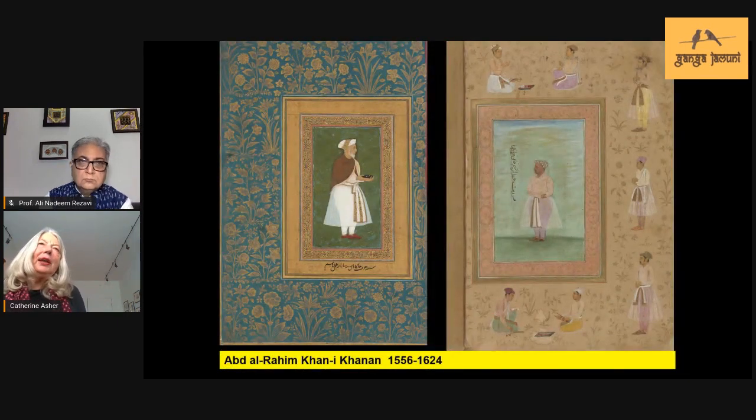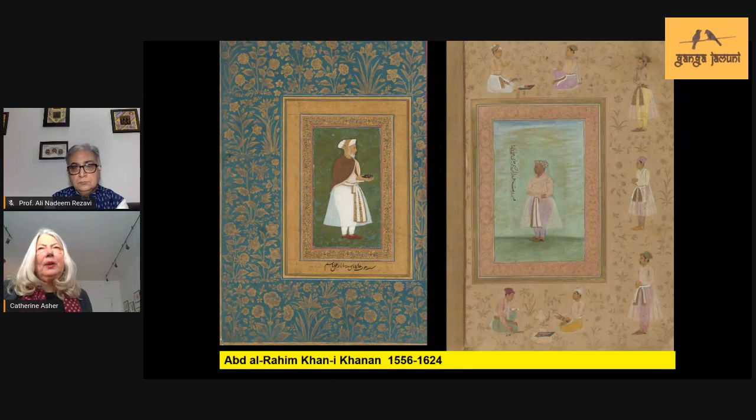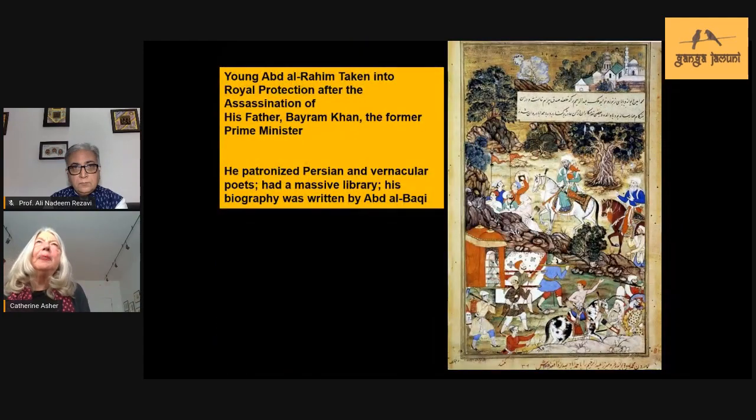Now, of the people that I'm talking about, Abdul Rahim Khani Kanan is probably much better known than the two men I had just discussed. He has an outstanding career, as we know, under both Akbar and Jahangir. And we have two portraits of him on the screen. There's a number of portraits of the Khane-Kanan that survive, again, giving us an idea of his significance in the court. And of course, he rises to the highest level, being the head of all the nobles.